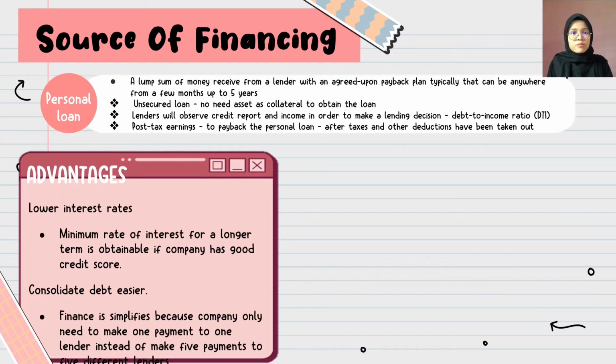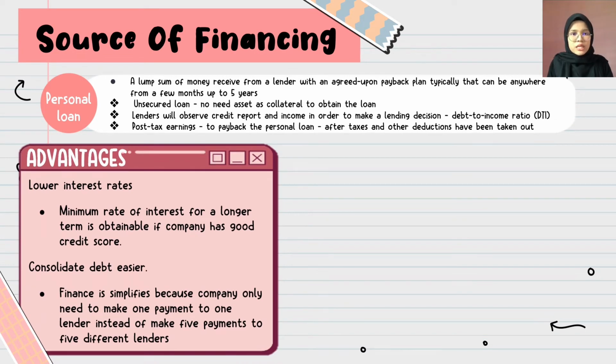The advantage of using a personal loan is the lower rate of interest. A minimum rate of interest for a longer term is obtainable if the company has a good credit score, as the full amount needs to be paid at the end of the promotion term. Having a lower interest rate means the amount to be paid is lower. The chance for the payment to be made fully is higher, which results in better credit performance for future funding.